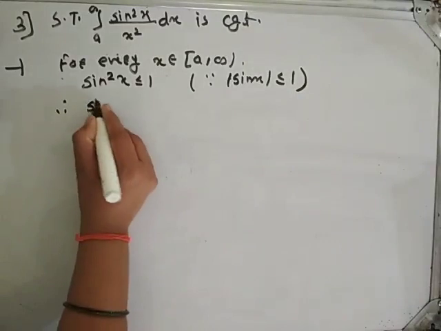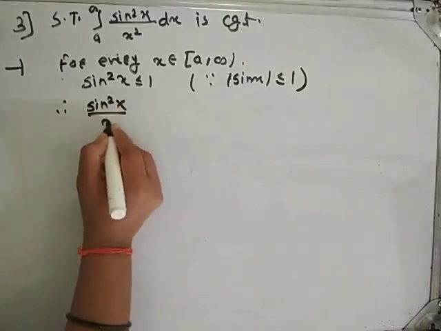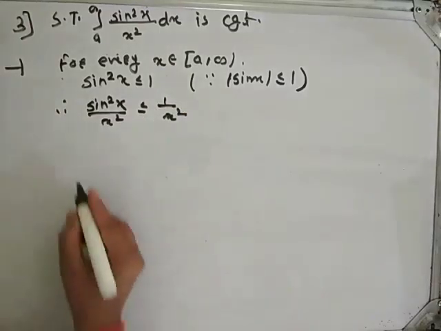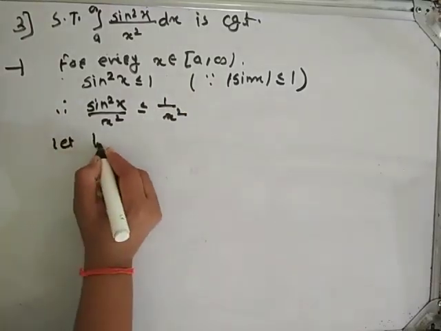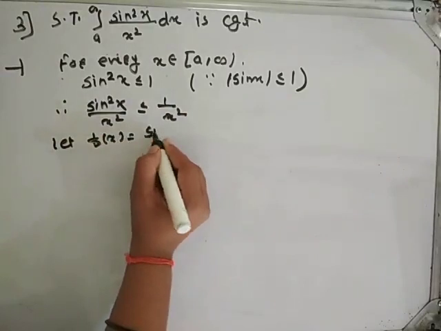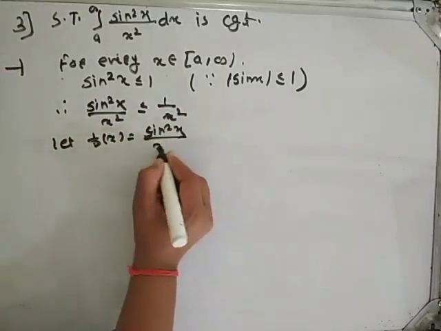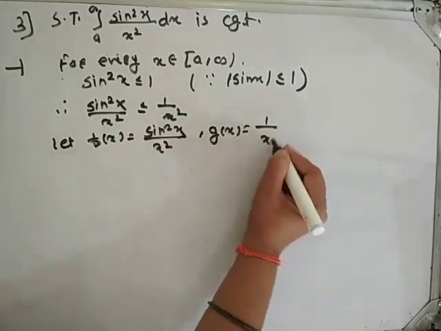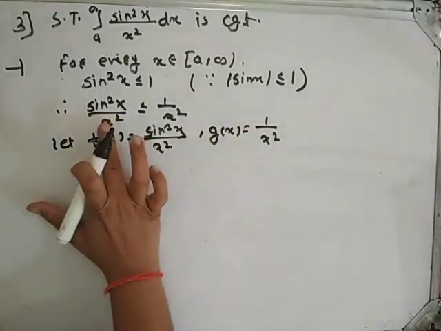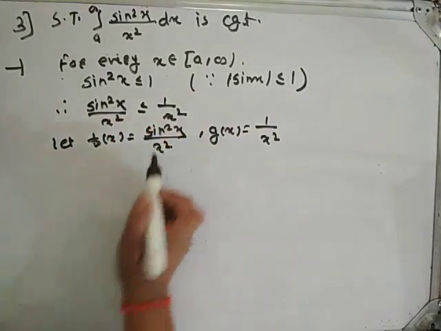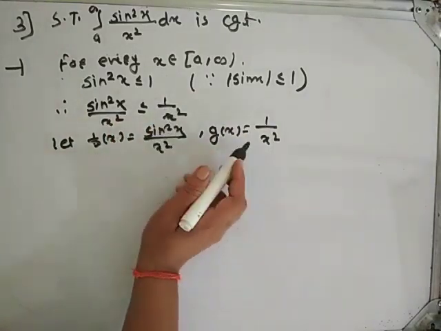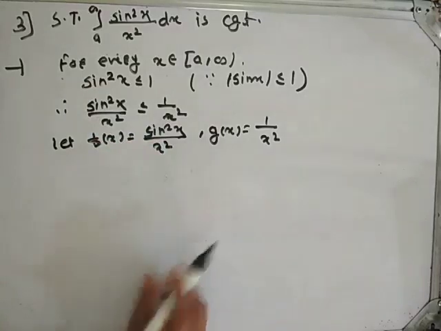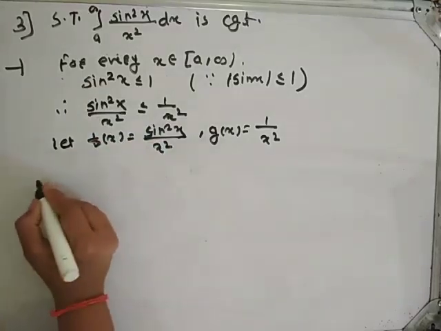Therefore, obviously sin square x upon x square is less than or equal to 1 upon x square. So let f of x is equal to sin square x upon x square and g of x is equal to 1 upon x square. Here we will get f of x is less than or equal to g of x. If integral g of x is convergent, then integral sin square x upon x square is convergent.